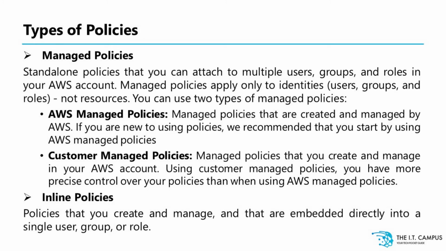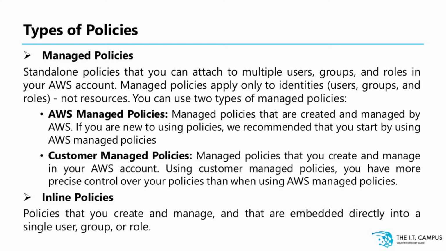There are two types of policies: managed policies and inline policies. First, let's discuss managed policies. Managed policies can be attached to multiple users, groups, and roles in your AWS account. Managed policies apply only to identities, not resources. You can use two types of managed policies, AWS managed policies and customer managed policies.